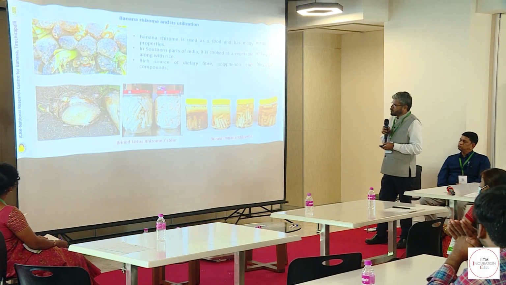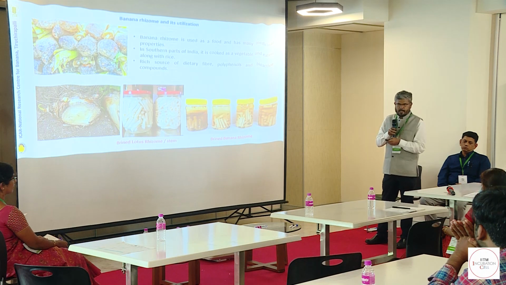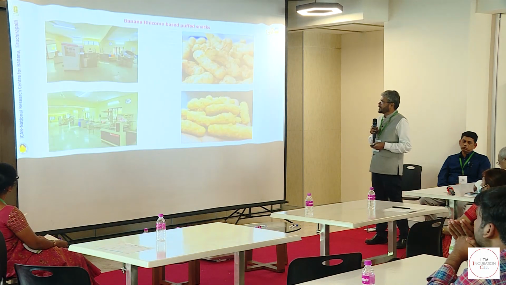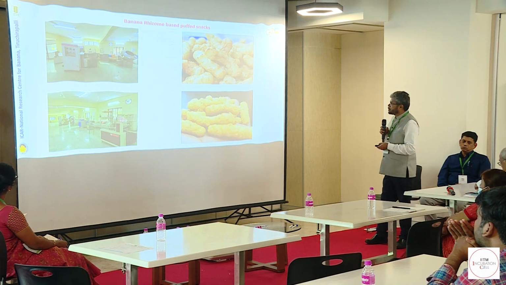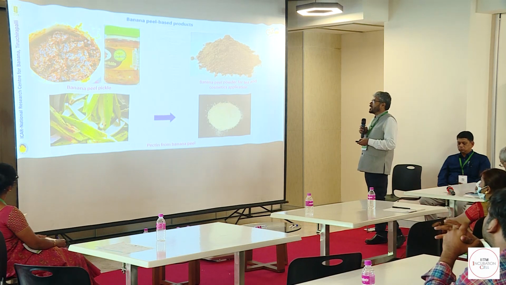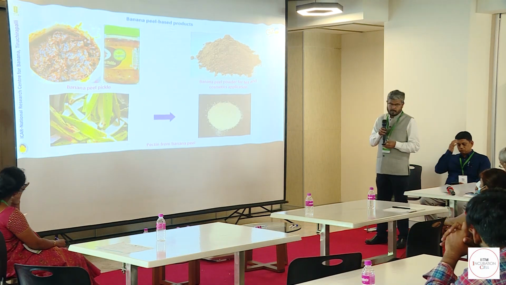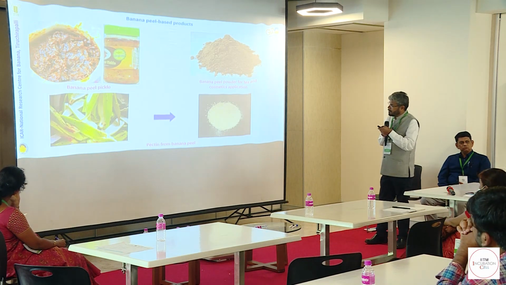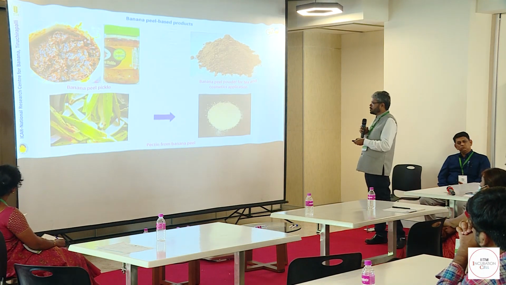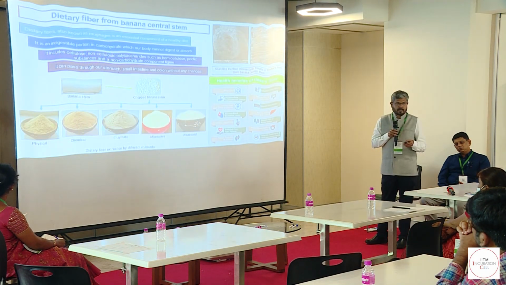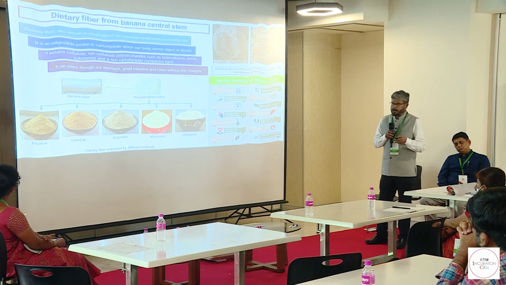Then again, banana rhizome. I think it was there outside. Like lotus stem, banana rhizome also could be converted into products, and we have done a few such things. Puffed snacks could also be made from rhizome. Then banana peel based products. The peel contains a very good quantity of pectin as well as potash, so this could be used for making different products. The chips industry wastes a lot of peel, so that could be converted.